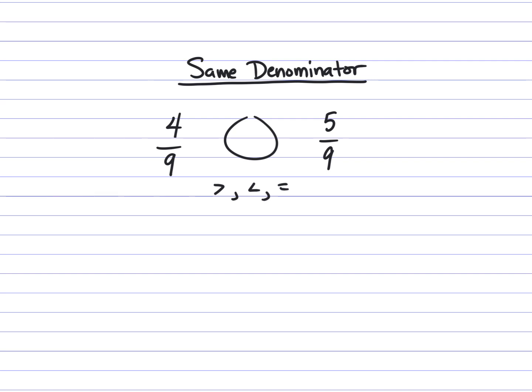All right, so in our first example, if we're comparing fractions and they already have the same denominator, then all I need to do is look at the numerator. Whichever numerator is larger is the larger fraction. Okay, so 5/9 has a larger numerator than 4/9. So 5/9 is greater than 4/9. Now, visually, I want to give you one more representation, okay?